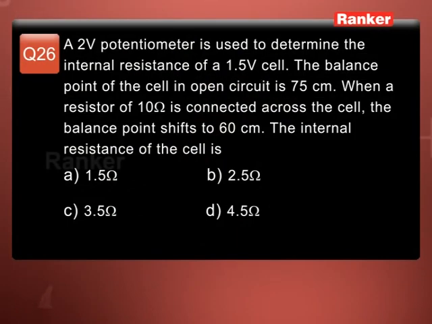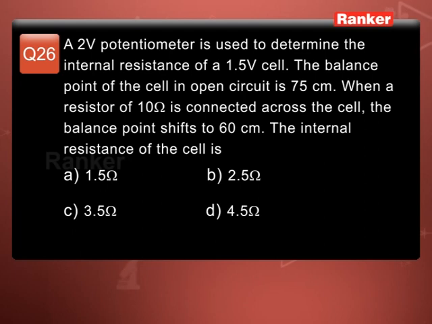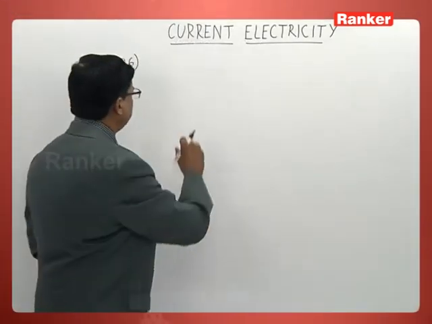A 2 volt potentiometer is used to determine the internal resistance of a 1.5 volt cell. The balance point of the cell in open circuit is 75 centimeter. When a resistor of 10 ohm is connected across the cell, the balance point shifts to 60 centimeter. The internal resistance of the cell is how much? A very, very simple concept.